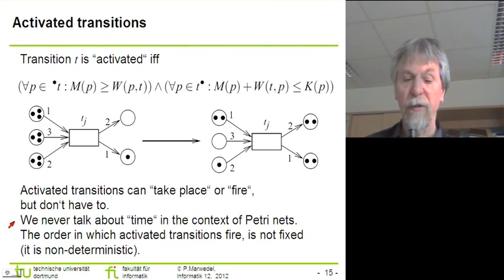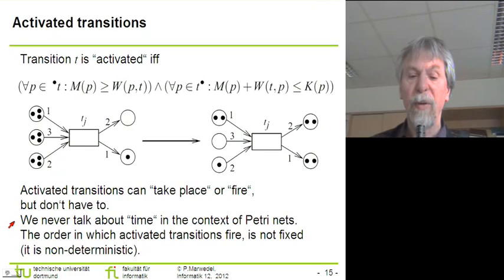In the context of Petri nets, we never talk about time, so we never talk about how long it takes until a certain transition takes place. We are intentionally trying to keep the notion of time away from Petri nets because we would like to focus just on causal dependencies.